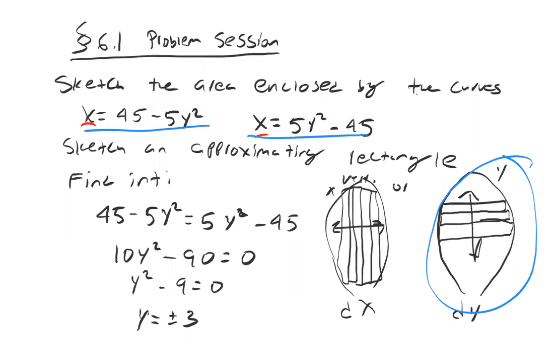It's 10y squared minus 90. Oh yeah, okay, no, we're good. Okay, so I'm integrating from negative 3 to 3.